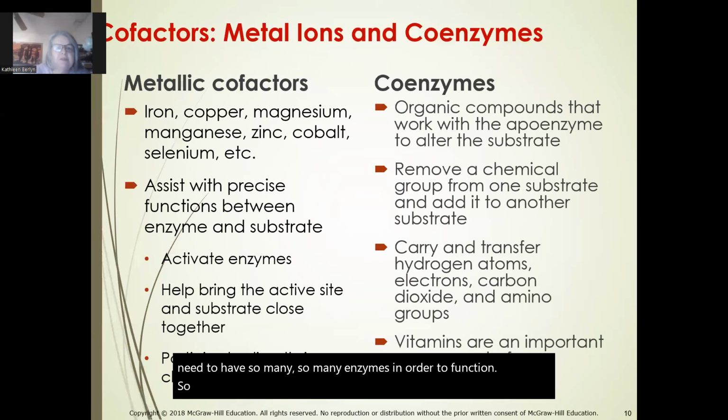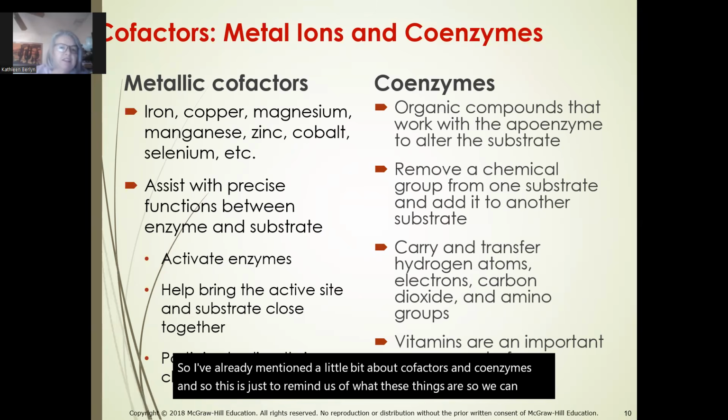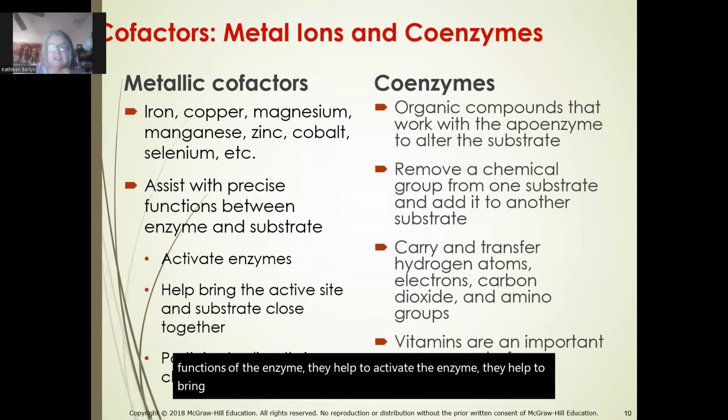So I've already mentioned a little bit about cofactors and coenzymes, and this is just to remind us of what these things are. So we can have metallic cofactors like the ions iron, copper, magnesium, zinc, selenium, manganese. These are things that we need in trace amounts, if you remember back to the earlier chapter. And these assist with the functions of the enzyme. They help to activate the enzyme. They help to bring the active site and the substrates closer together. And they sometimes can participate directly in those chemical reactions that are occurring in the enzyme.